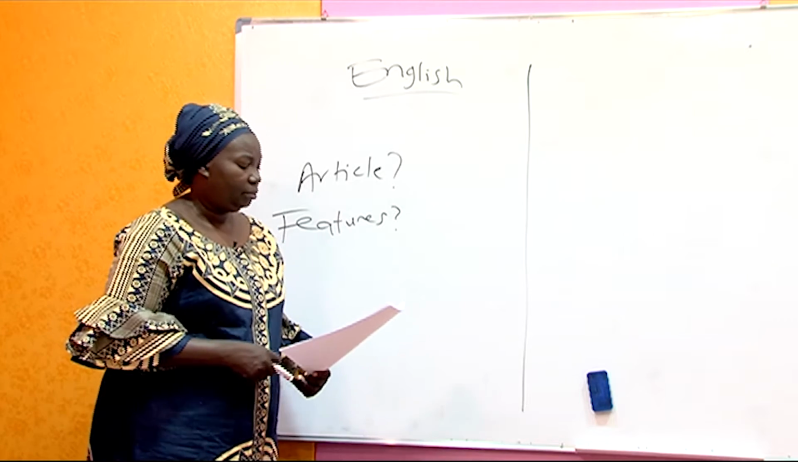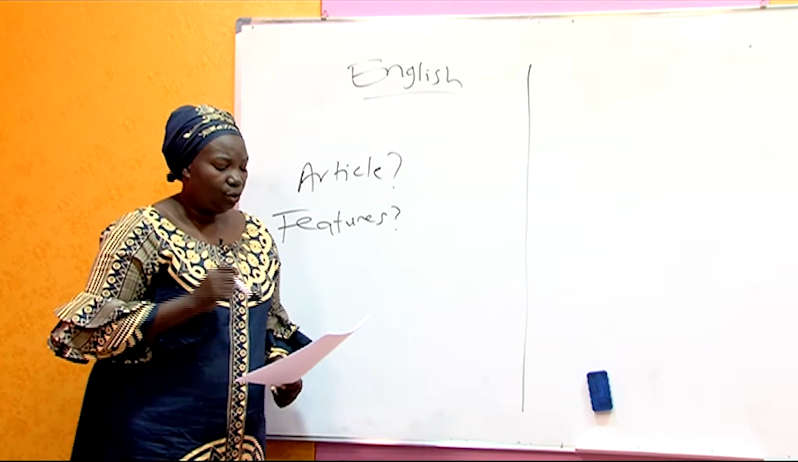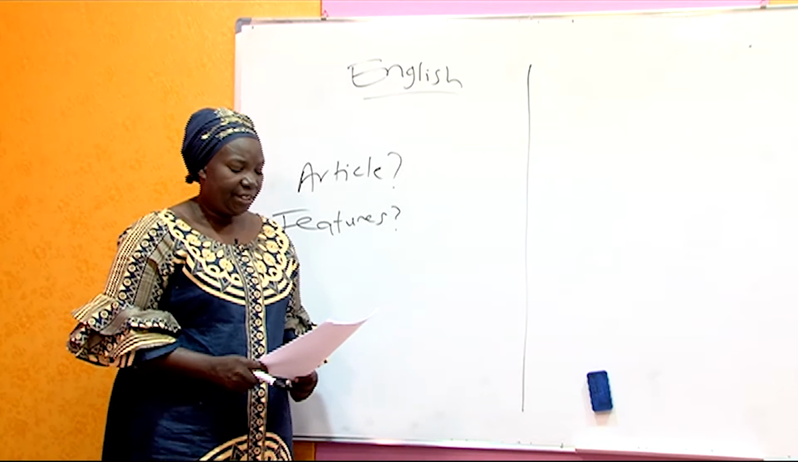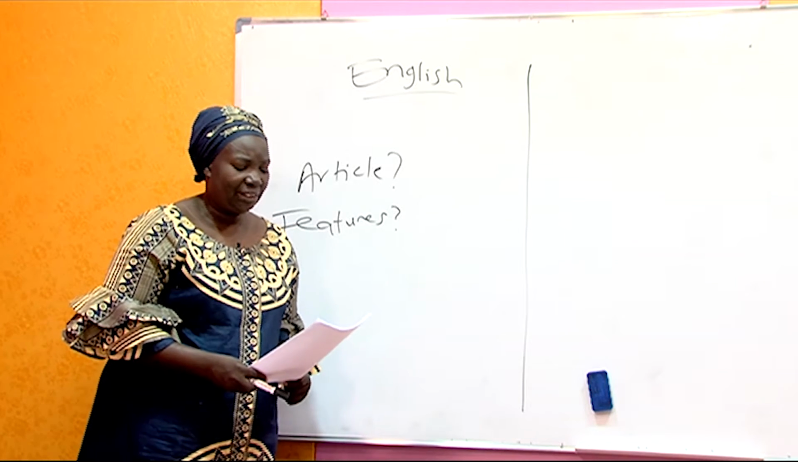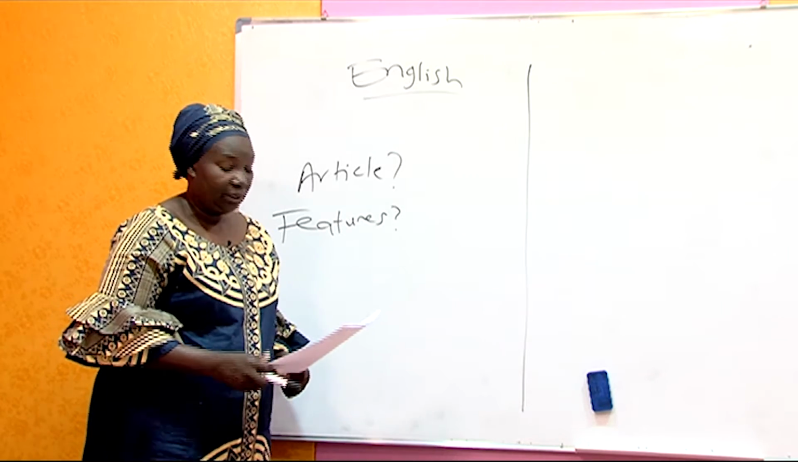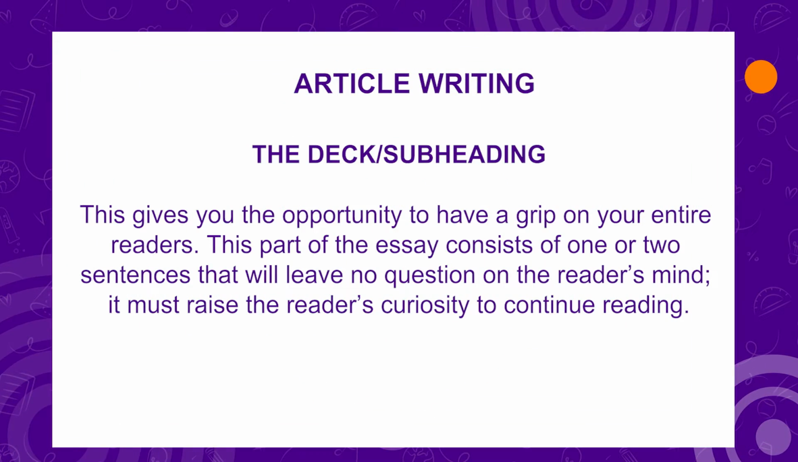Now we have the heading. Your title or headline of your write-up should be captivating to sustain the reader's interest. It needs to be highlighted. That is, it should highlight the general topic of what is being addressed. Now, as you are going to begin your write-up, it should have a heading, and that is what will inform your reader or your examiner what you are going to write about. Now, there is what is known as the deck or subheading. This gives you the opportunity to have a grip on your entire readers. This part of the essay consists of 1 or 2 sentences that will leave no question on the reader's mind. It must raise the reader's curiosity to continue reading.